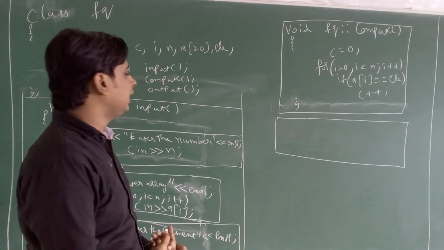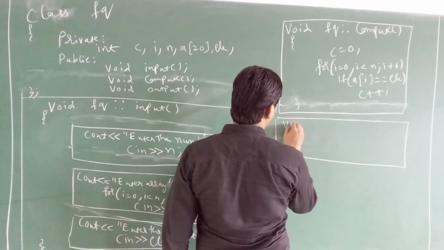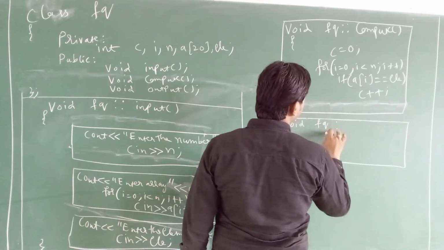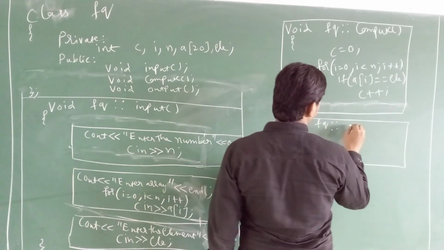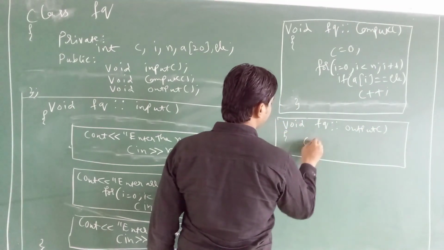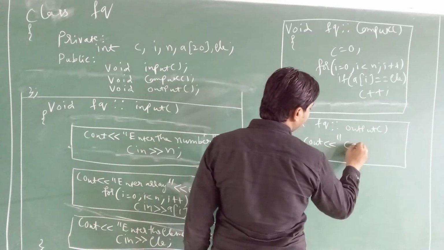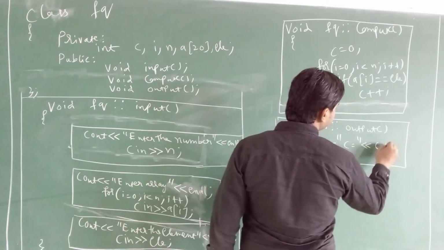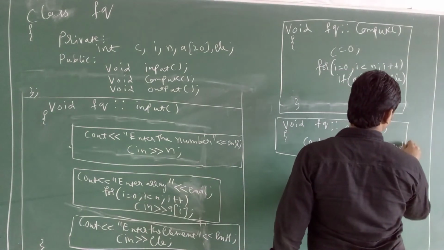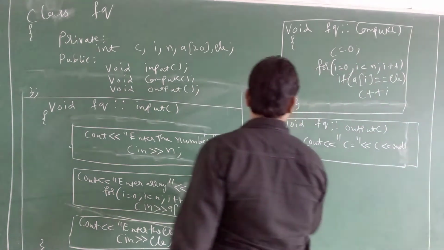Okay. At last is your output. You have to print the count value. So how do you have to print here? Void FQ scope resolution operator output. Open bracket. You have to print c. That is a very simple statement. So double quotes open, c equal to, double quotes close, c, endl. Then close the bracket here.